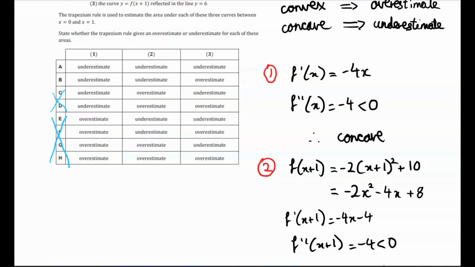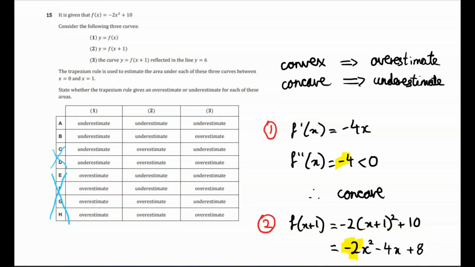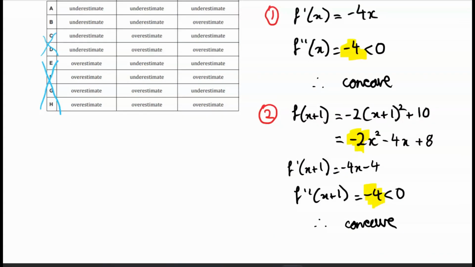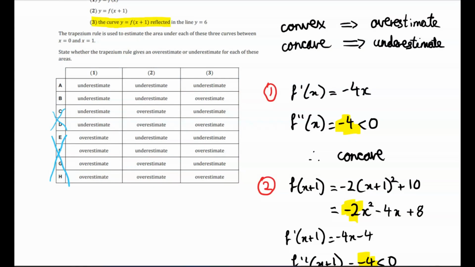One thing that's interesting to note is that for curves of the form y equals ax squared plus bx plus c, the double derivative is negative if a is negative. And if a is positive, then our double derivative will be positive. It's going to be useful when we consider curve 3.